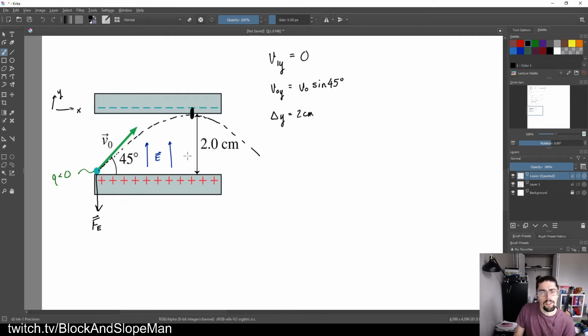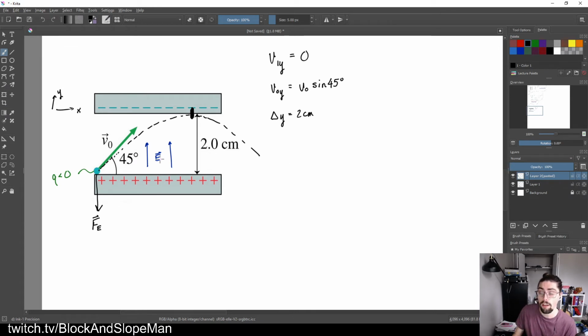And this kind of looks a lot like the last problem, right? I've got two different velocities. I've got a delta y. Well, I'm looking for this v0, but I have some details about the electric field. And if I have details about the electric field and details about the charge, I could find the acceleration.